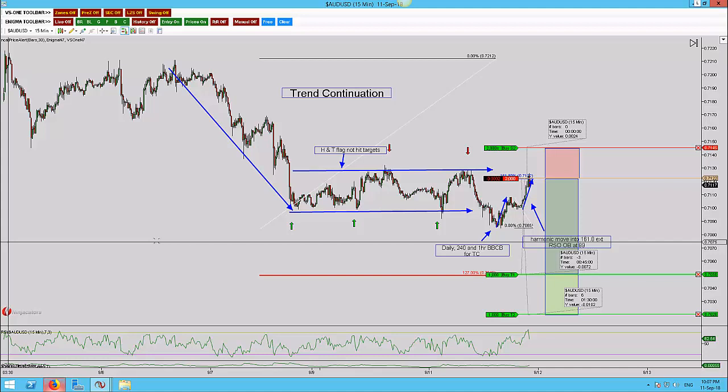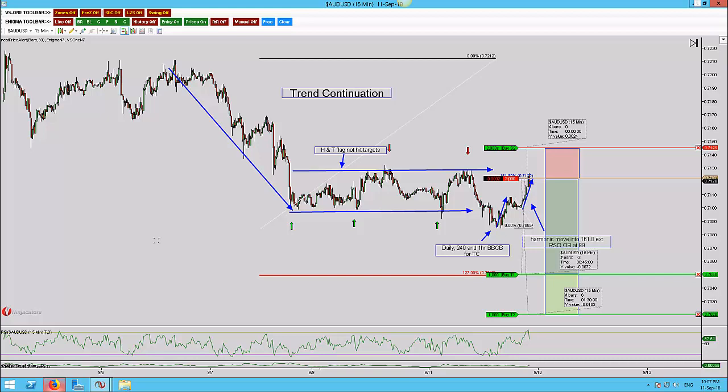Here we are on the Aussie dollar 15 minute, and this is a trend continuation trade I've just got in using a variety of techniques, one of them being a low and tight flag and one of them being a harmonic move using the RSI.